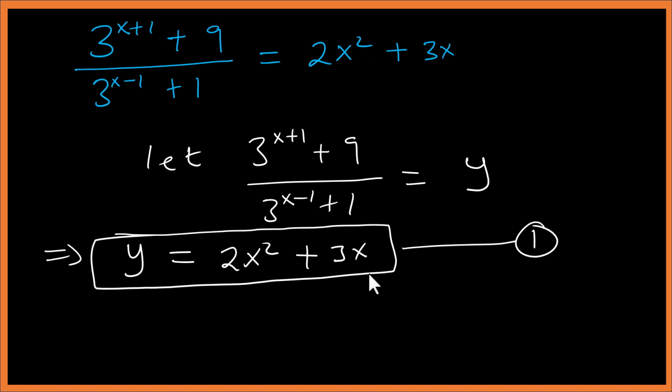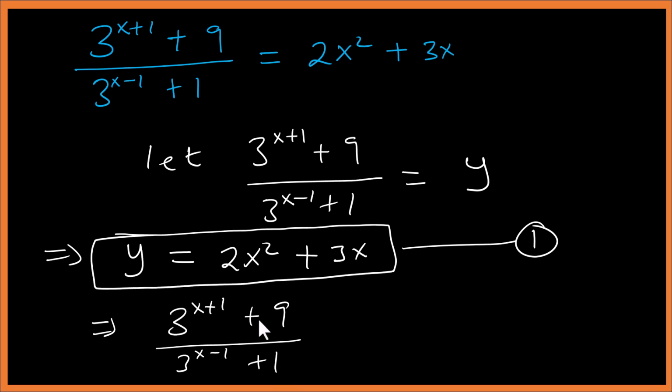Now, what we are going to do is to look for y here. So once we get y, we bring y to its position and solve the equation. So we have (3^(x+1) + 9)/(3^(x-1) + 1). So that is y. So we are going to deal with this one. Now let's focus on this.